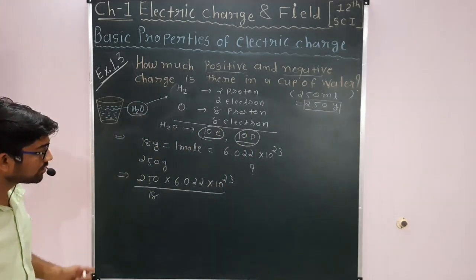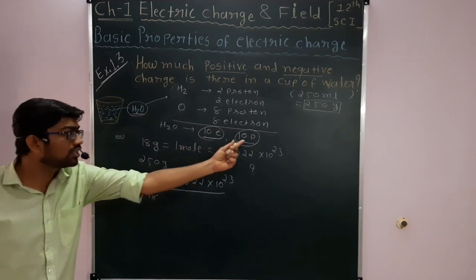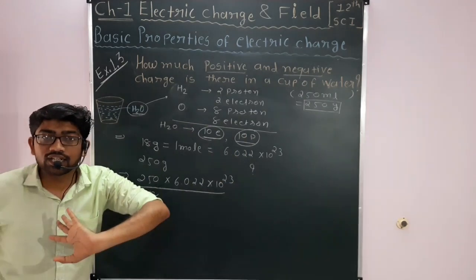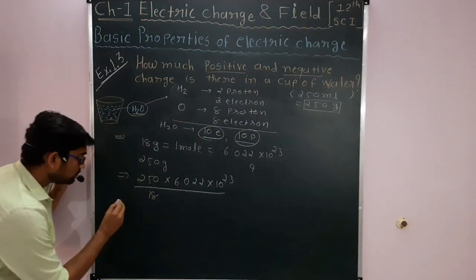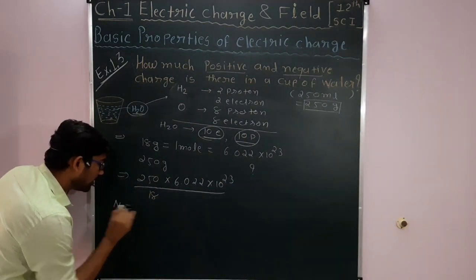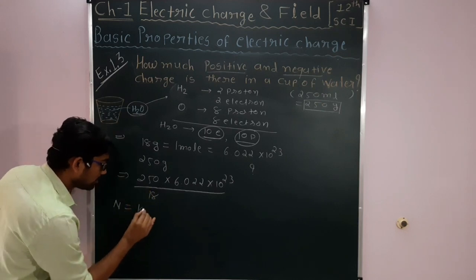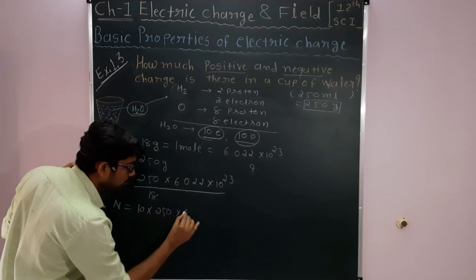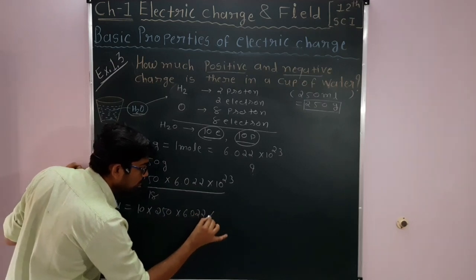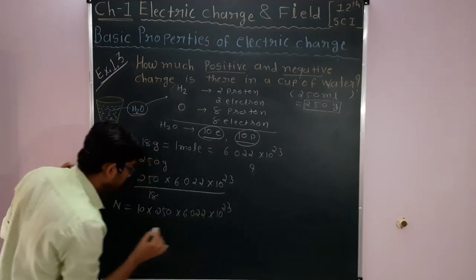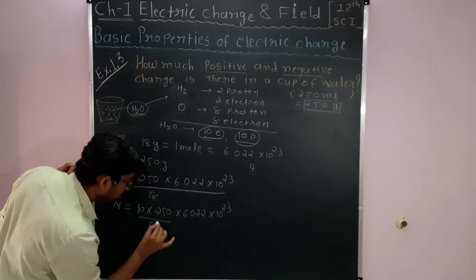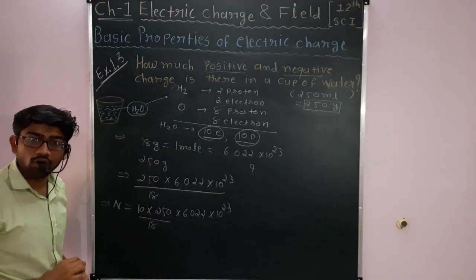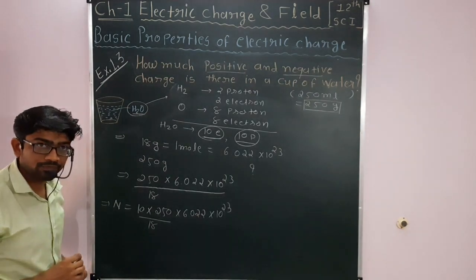Each molecule contains 10 protons and 10 electrons. Either you say 10 positive charges and 10 negative charges. So the total number of electrons is 10 multiplied by 250 into 6.022 × 10^23 divided by 18. This is the net or total number of electrons or protons.